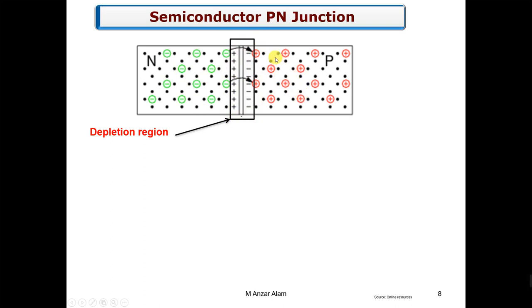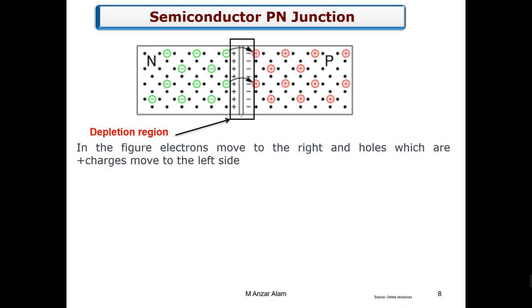So now we can say this whole device, this whole piece of crystal, is an insulator, because the charges cannot be moved from here to here. And why is it an insulator? Because of this depletion region that does not allow the electrons to move further. Hope you understand. I try my best. So in the figure, electrons move to the right and holes, which are positive charges, move to the left. Yes, that's right.